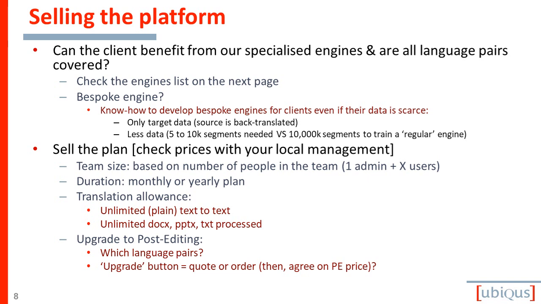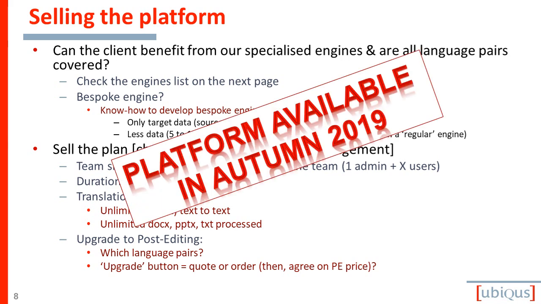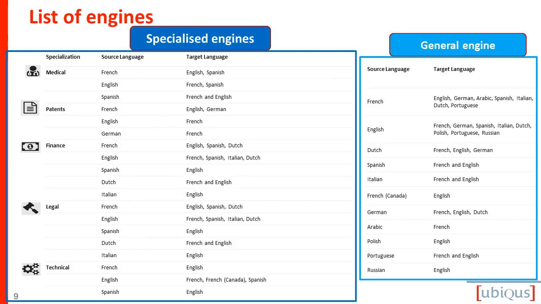And there is also this ability to upgrade to post-editing. For which language pair would you like to have this? And when the client would hit the upgrade button in uTranslate, what would that mean? Would that mean a quote to be sent to a PM or sales rep, or would that mean an order, meaning creating a job in 4D? So that would then mean to agree on a post-editing price per language. The platform should be available during the autumn of 2019. This is the list of engines.